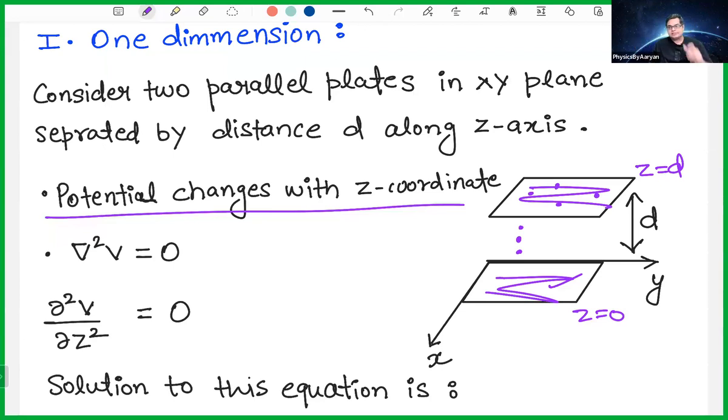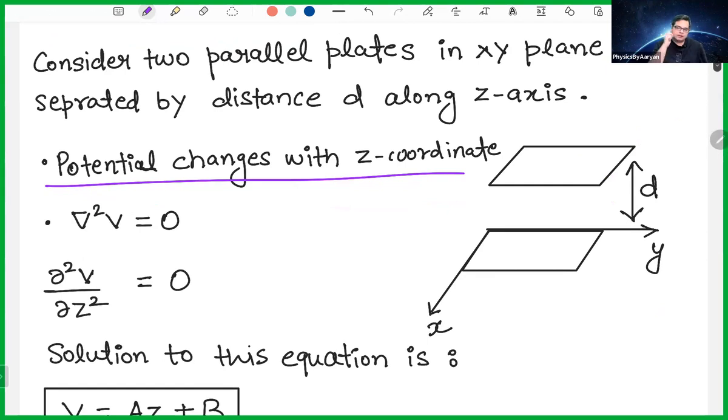So potential in this case is only depending on one coordinate, which in our example is the z coordinate. That is why this is one dimension. Potential only depends upon one parameter, which is z. So that has to be understood very clearly. So the number one thing we understood is that potential is only depending on z. So it's a one dimension case.